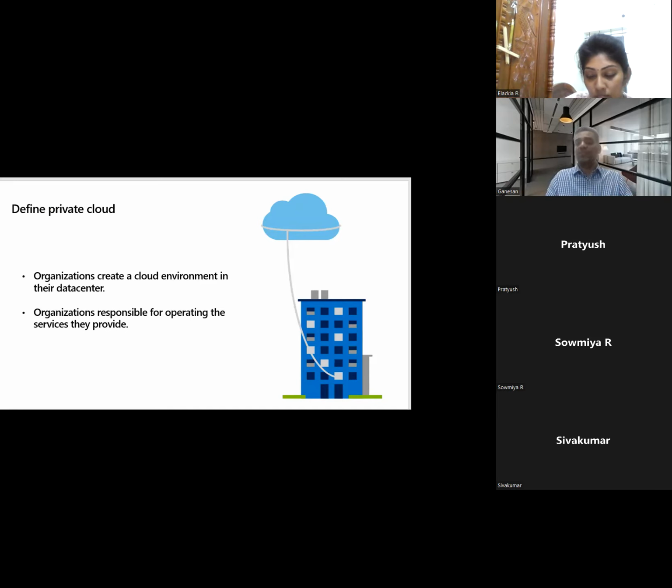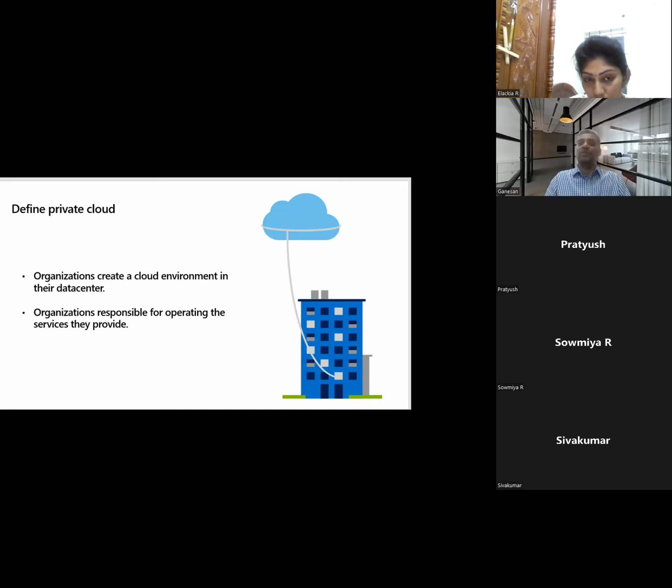Okay, so that's the reason all the software companies are also introducing cloud in their own data center. Obviously the organization is responsible for operating the services they provide. So in short, what is private cloud? Private cloud is nothing but an organization creating a cloud environment in their data center.